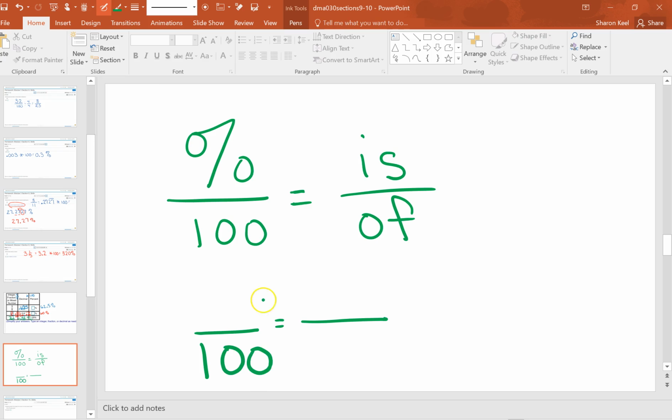So the format, when you draw this out, is you would initially start by putting the 100 on the bottom. You're going to plug in the number of the percent here, and then look at the keywords is and of. The variable, we'll just put the letter X in place of that.